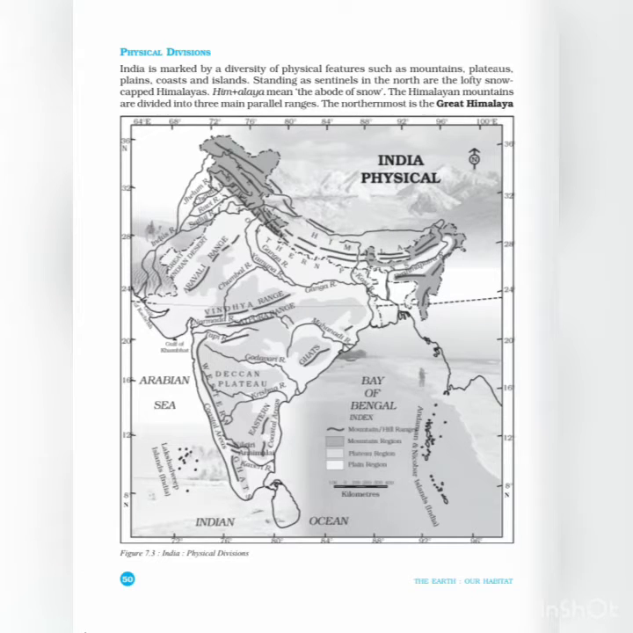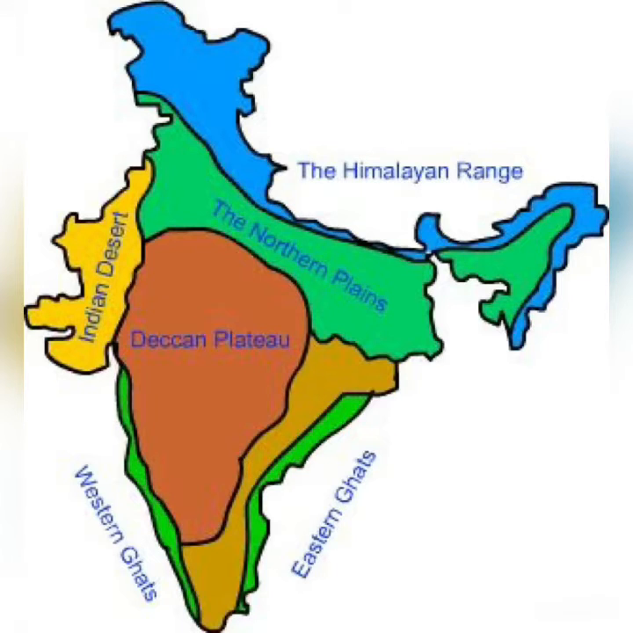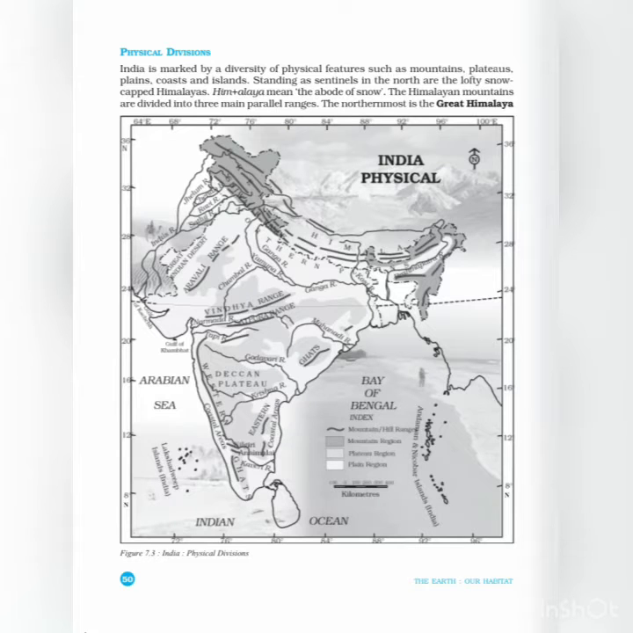India is marked by a diversity of physical features such as mountains, plateaus, plains, coasts, and islands. Standing as sentinels in the north are the lofty snow capped Himalayas. Now, children, in this map of India, you can see in the north there are Himalayan ranges, then there is northern plains, then there is Indian desert, then there is Deccan Plateau, and then there is coastal region, that is eastern and western Ghats.